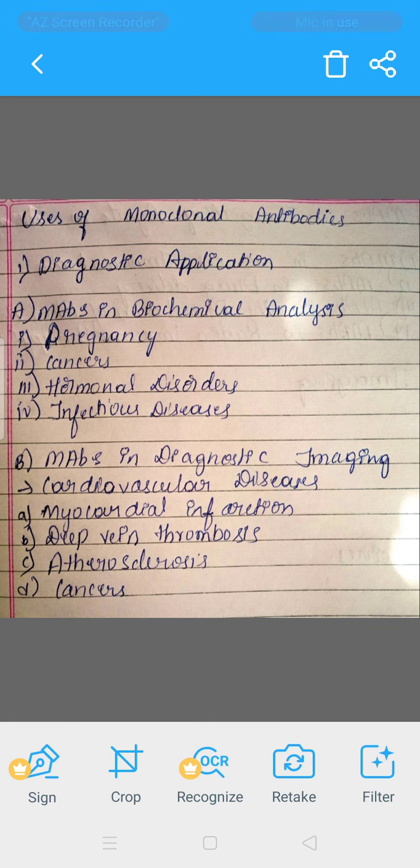Next one is cancer. Monoclonal antibodies against many types of human cancers are now available, and it has been possible to detect certain cancers at early stages. That is lung cancer, breast cancer and ovarian cancer.